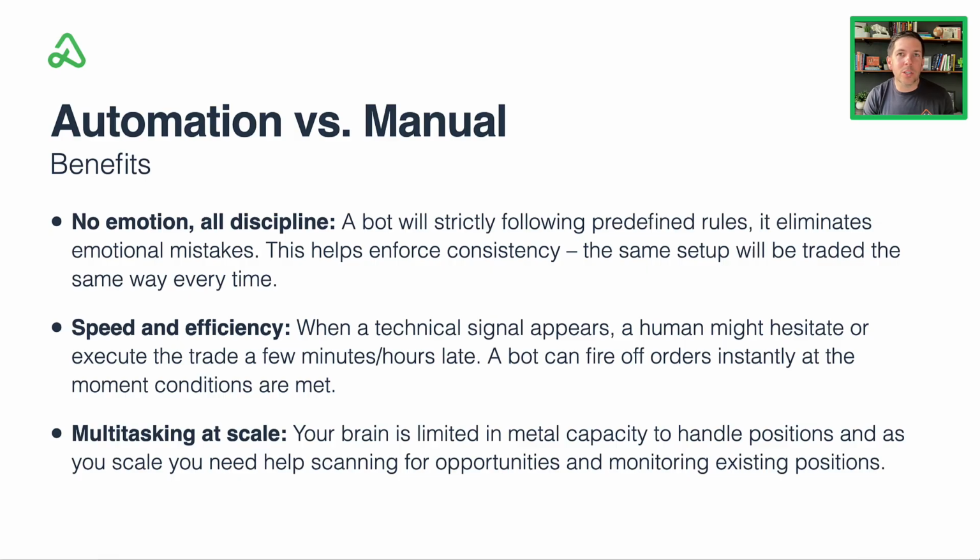That's really important to know if it's going to work for your strategy. The second thing, of course, is speed and efficiency. So when a technical signal appears, a human, me or you, might hesitate. We might execute the trade a few minutes or hours late. We might just be behind the eight ball and start double thinking and second guessing. A bot's going to fire off orders instantly when the conditions are met. That's going to be beneficial for speed and execution.